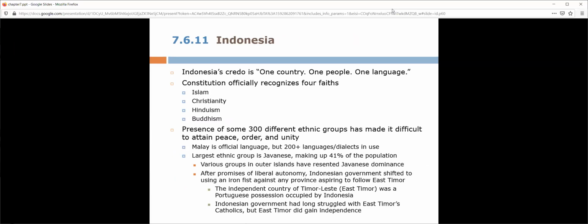Indonesia, we've talked a bit about Indonesia already. Very large country, lots of diverse populations going on there. Lots of, as it says, 200 dialects and/or languages in use. And as with most other countries, a lot of stuff happening that you've never heard of because no one really cares about Southeast Asia and those archipelagos.